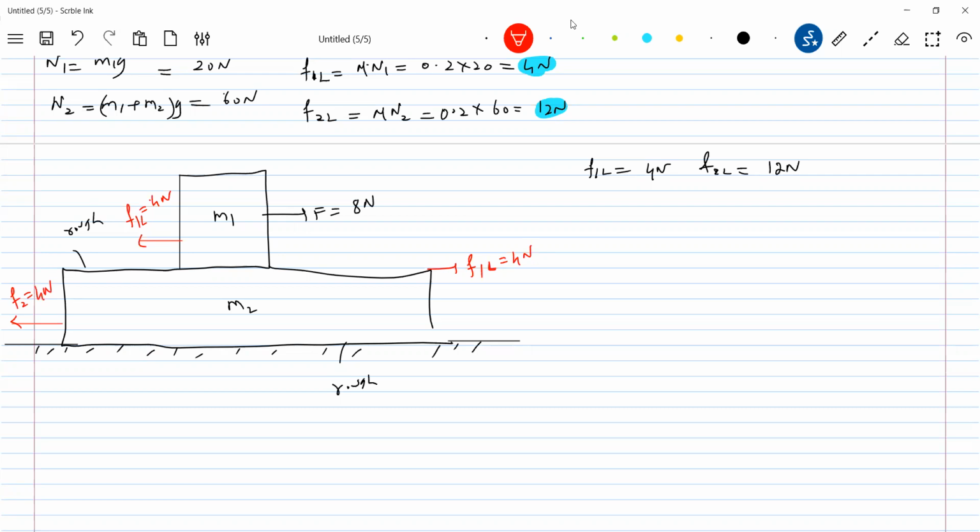So tell me, what is this friction acting, static or kinetic? This will be static, no? F2 will be static. What about F1? F1 is limiting friction. And now what is the state of block M2? Block M2 will be at rest. It cannot shift. What about block M1? It will shift.